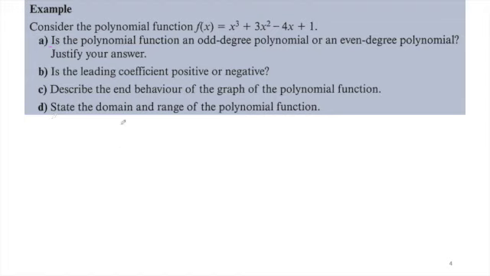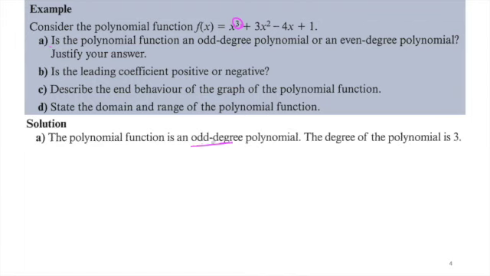Okay. So let's look at, is the polynomial function an odd degree or an even degree polynomial? Well, I told you to remember to look at the highest one. The highest one's usually at the beginning. So your degree is 3. Well, 3 is an odd degree. So the function is an odd degree. And your reasoning is because the degree of the polynomial is 3. Well, 3 is an odd number. Okay, so pretty simple there.